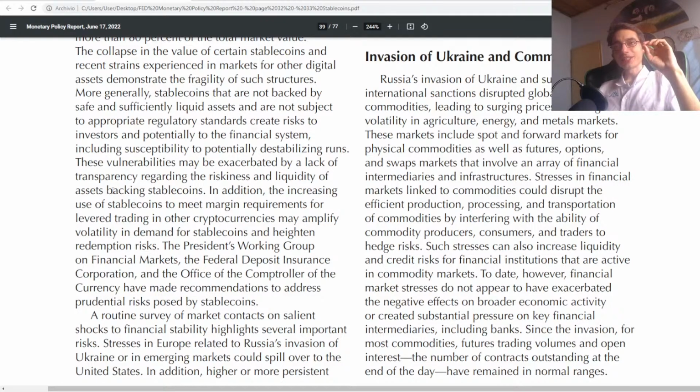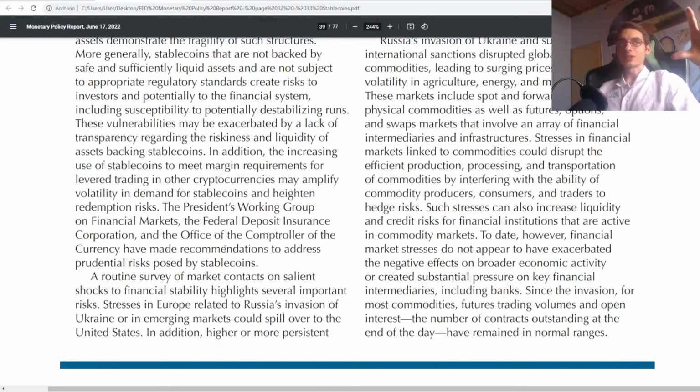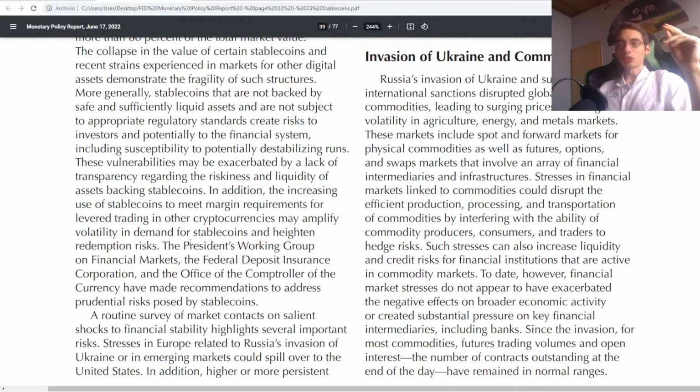In addition, the increasing use of stablecoins to meet margin requirements for leveraged trading in other cryptocurrencies may amplify volatility in demand for stablecoins and heighten redemption risks. They are talking about the derivative markets and the collateralization of these stablecoins in those markets. Those markets could destabilize the spot market itself, and they are also taking into consideration that stablecoins could see more demand for these sectors.